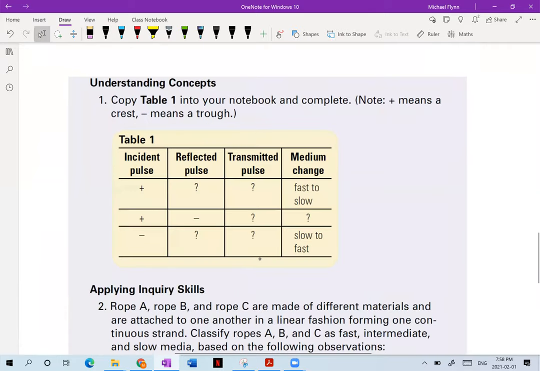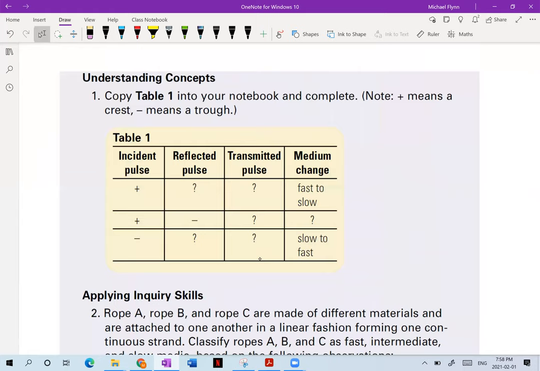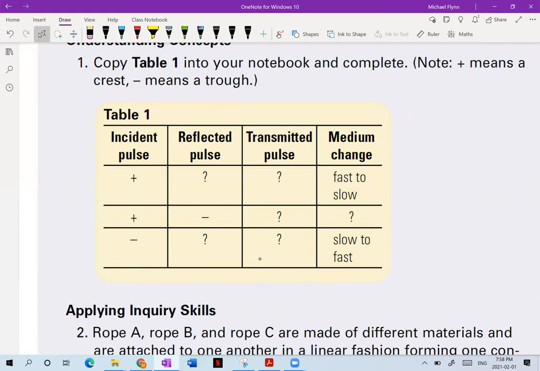All right, so here's the deal. It says, copy this page into your notebook. Well, done, I did that, so I copied it into my notebook. And now let's do it together. So it says, table one, an incident pulse is plus. Now plus means a crest. Minus means a trough. So keep that in mind.